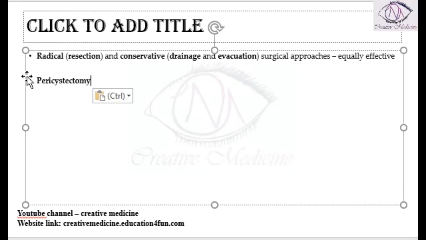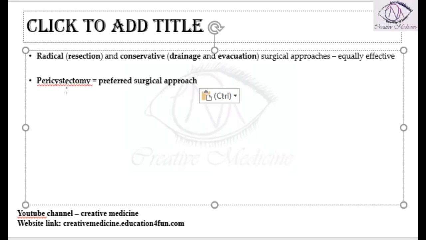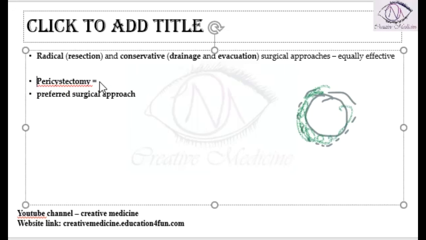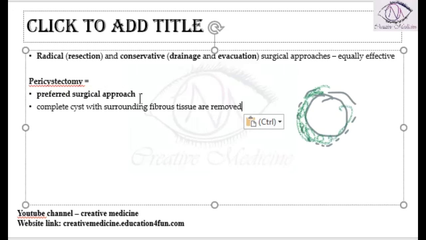Pericystectomy is actually the preferred surgical approach. Among all, pericystectomy is the preferred surgical approach. Here in pericystectomy, if this is the cyst, you will remove the cyst along with the surrounding fibrous tissue. The fibrous tissue which is present is completely removed in pericystectomy.